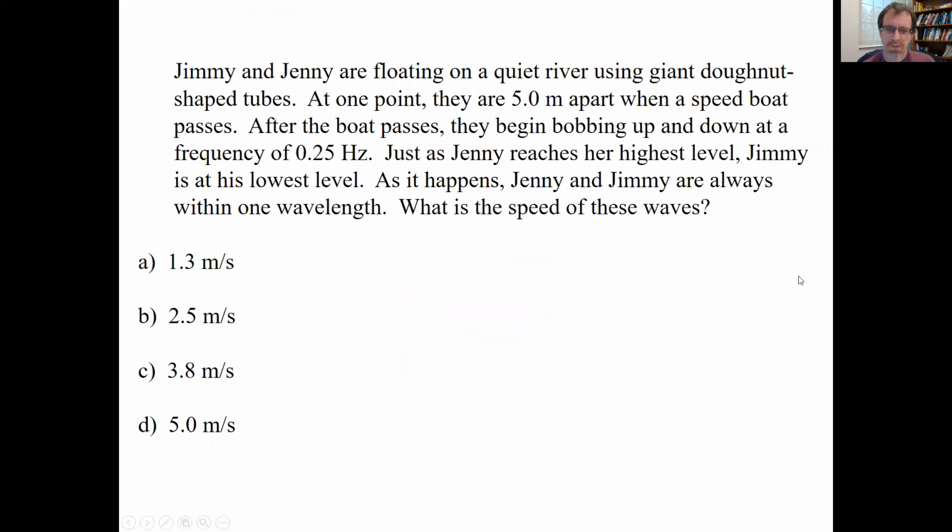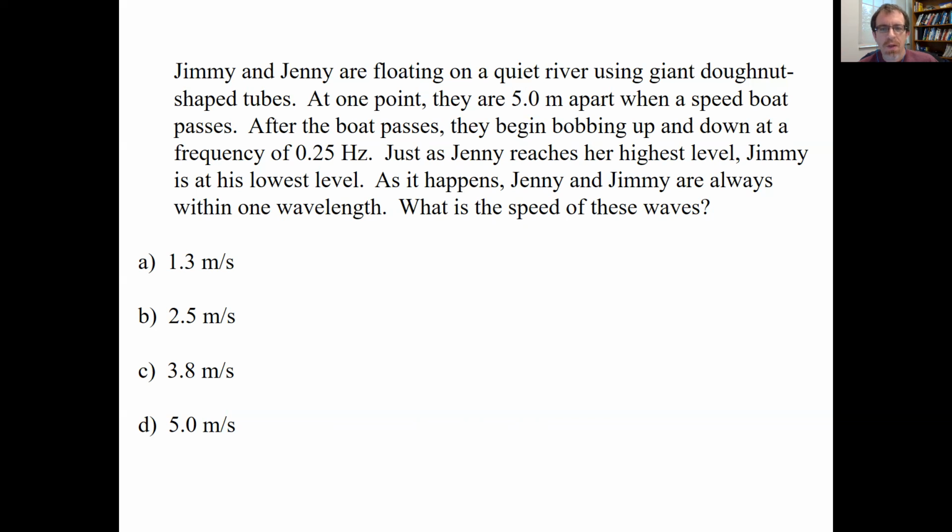All right. So let's see here. What do we have next? Got a little problem for you to think about. So we've got two kids here, Jimmy and Jenny. They're tubing on a river, and it's a quiet river until a speedboat goes by. It says that the two kids, Jimmy and Jenny, are 5 meters apart from each other on the river.